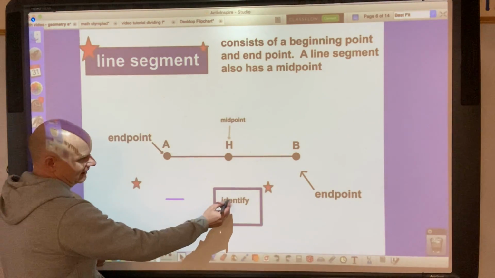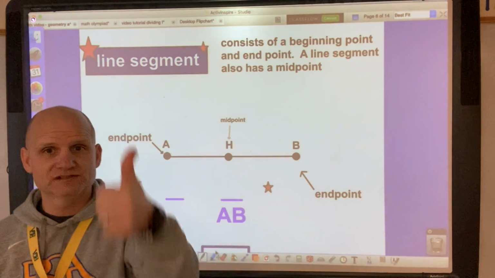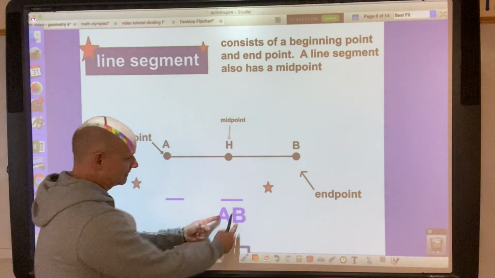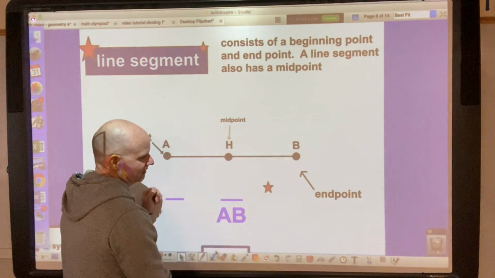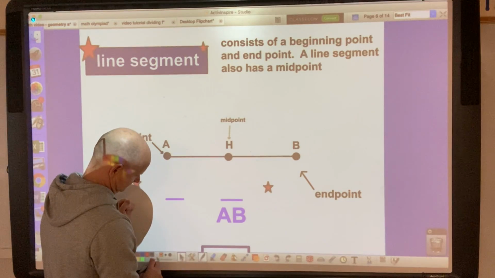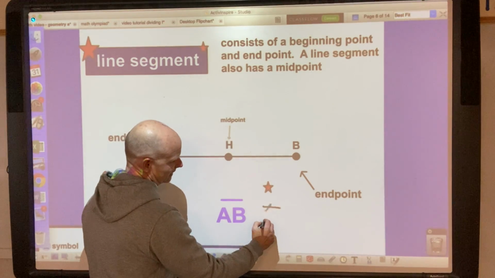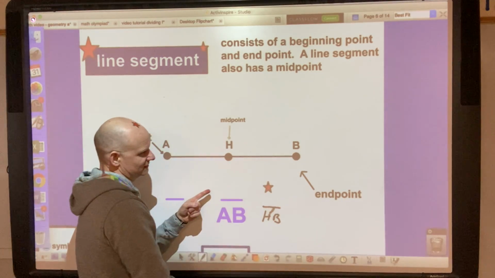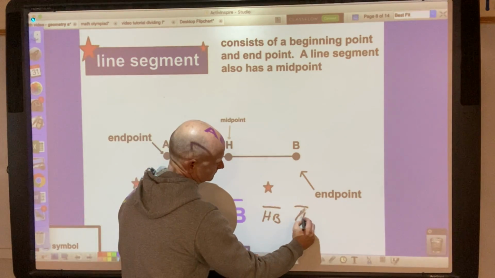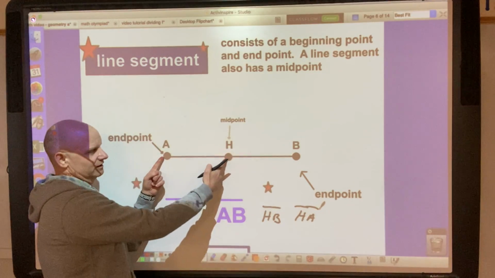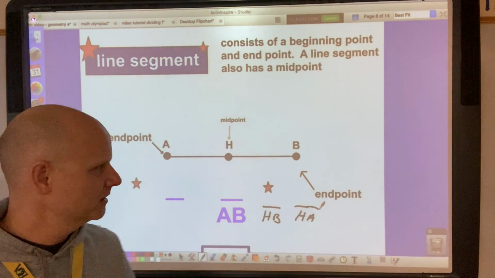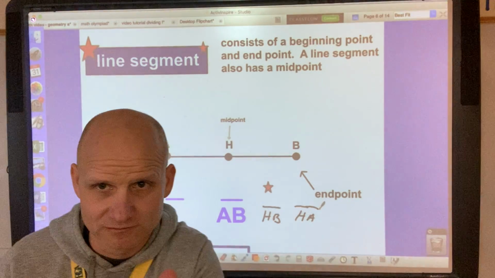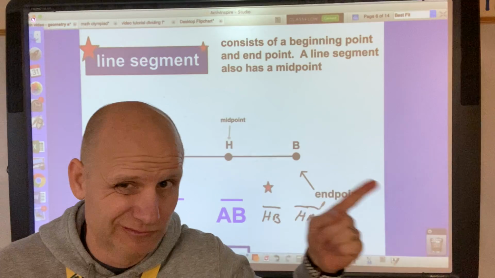And if you identify a line segment, again, you've got to use the symbol and 2 points. So if I say line segment AB, I'm talking about from here to here. But if I say line segment HB, then you're going, oh, you're talking about from here to here. And if I say line segment HA, you're like, from here to here, okay? And all line segments have a midpoint.